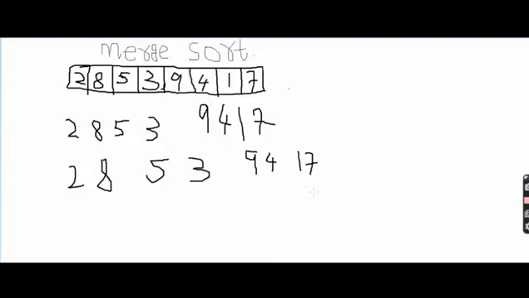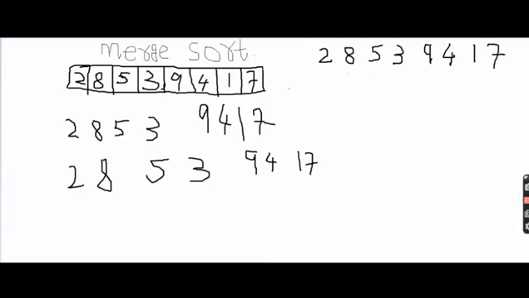So now let's make all the elements individual. We'll write them the same way, at the top, individually: 2 and 8, 5 and 3, 9 and 4, 1 and 7. So using the divide and conquer approach, we have got the elements individually.